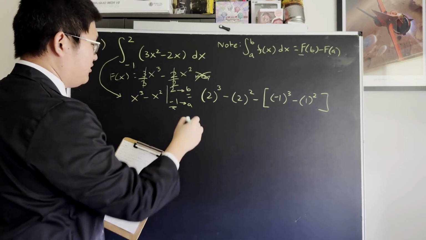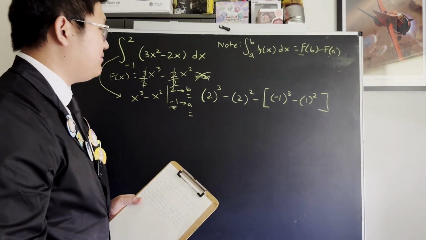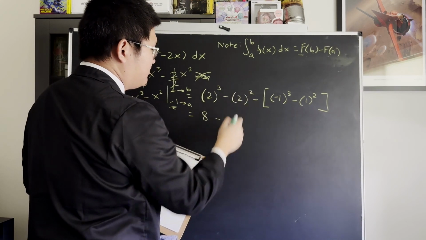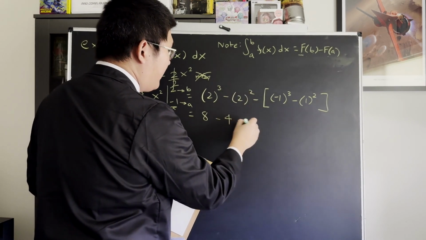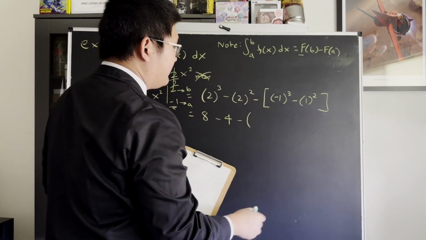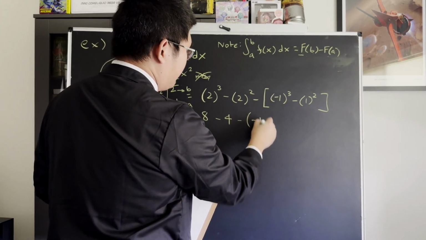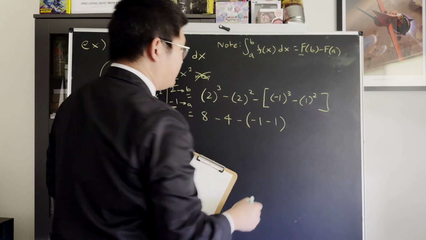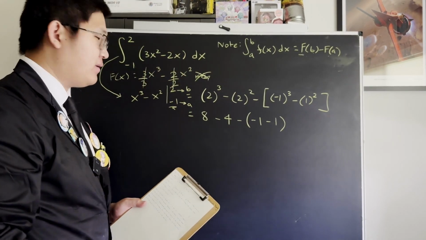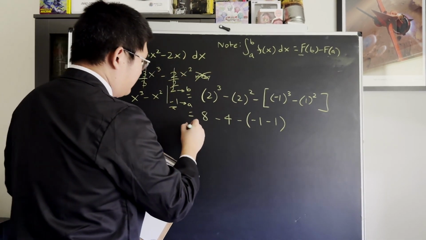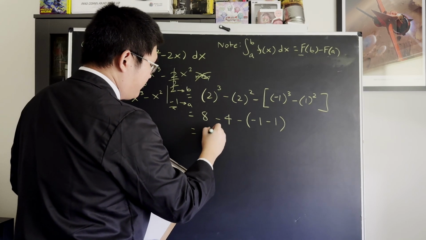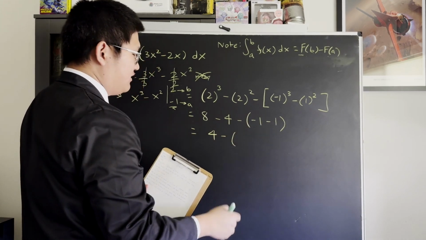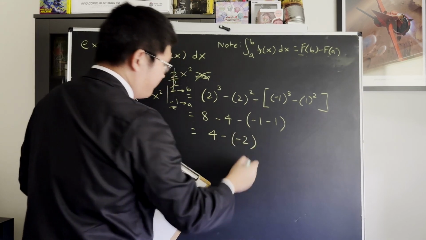Pretty nice. So let's go through each step here to make sure we're doing this all properly. 2 to the third is a positive 8, minus 2 to the second, which is going to be 4, minus, now inside of that bracket is going to be negative 1 to the third, which is still negative 1, minus a 1 to the second power, which is just another positive 1. Okay, very nice. So let's all put this together here, which is going to be 8 minus 4, which is a positive 4, minus all of negative 1 minus another 1, which is a negative 2.